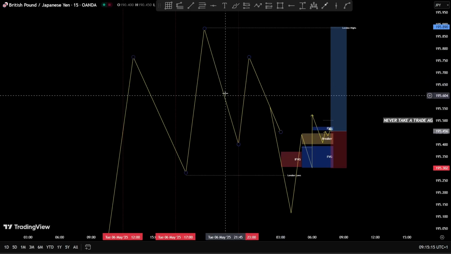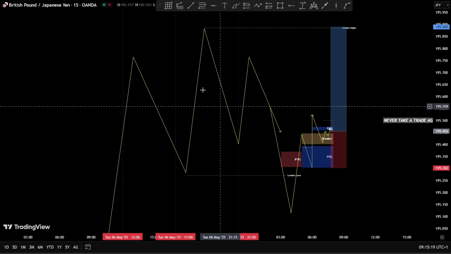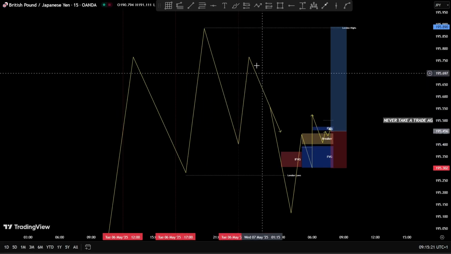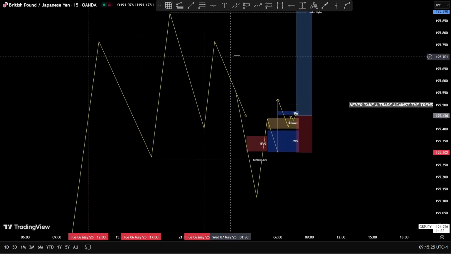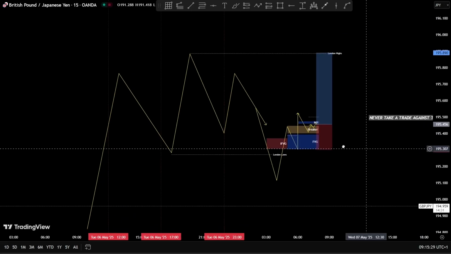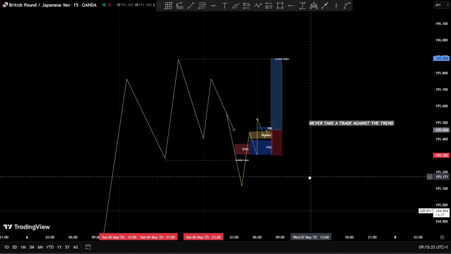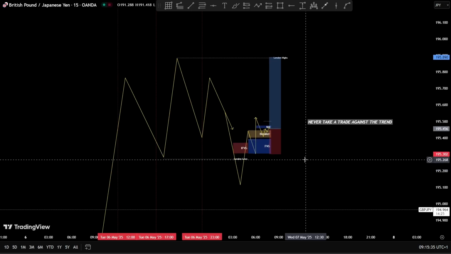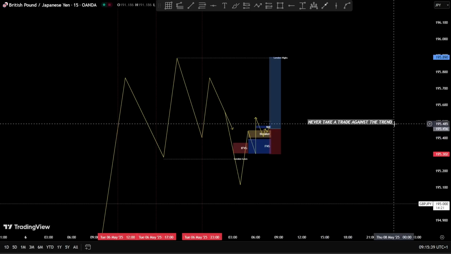And you see the confluences aligning. Like let's say right here we have the breakout structure or inversion of fair value gap, then a retracement back into hourly confluences. Never take a trade against the trend, because most of the time it's going to fake out and give you a false signal and you're going to get stopped out. And trust me bro, I got stopped out multiple times by doing that. So never take a trade against the trend.